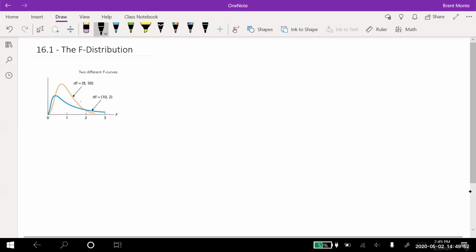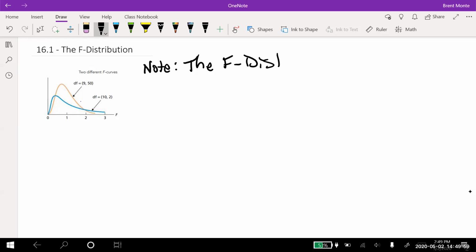Note, for the F distribution, we see that, first of all, it's definitely right skewed. And notice it starts at 0. So it's very similar in that regard to what we did with the chi-squared curve. It's not similar to the Z or the T curve that goes forever to the left and forever to the right. It starts at 0 and then just goes off to the right.